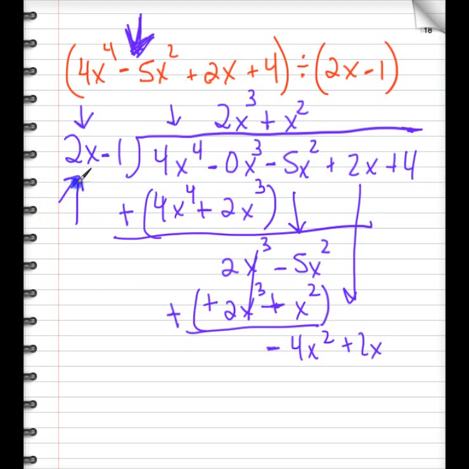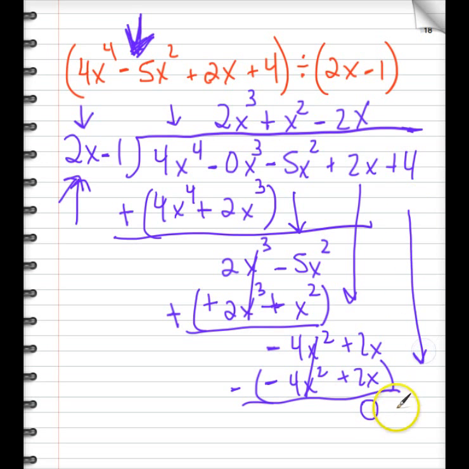Go back here. 2x times what gives me negative 4x squared? Well, to get the negative 4, we need to multiply by a minus 2. And to get plain x to the second power, we need another x. Multiply back. Negative 2 times 2x is negative 4x squared. And negative 2x times negative 1 is positive 2x. Subtract. Negative 4x squared minus a negative 4x squared, gone. 2x minus 2x, 0. Bring down the 4.